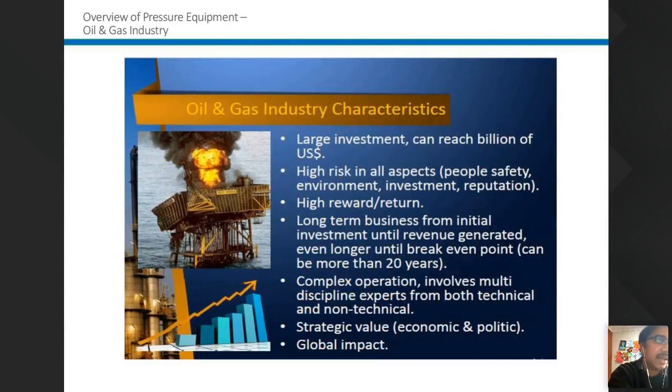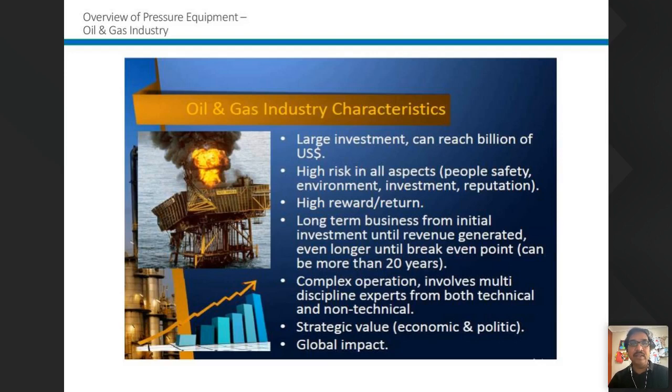Now let's see the characteristics of the oil and gas industry. The first one is large investment. Any oil and gas project can easily reach up to $1 billion. That's the minimum a project will cost, $1 billion. Mega projects can cost up to $20 billion, from exploration to the point of oil and gas processed. I'm saying end-to-end process. It will cost around $20 billion for a mega project. A mid-sized project is around $10 billion.